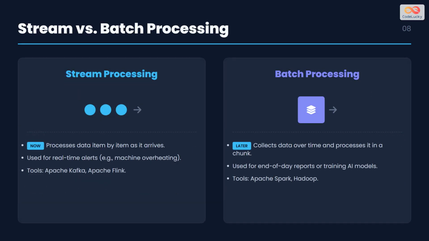When processing data, you have 2 main modes. Stream processing happens now. As soon as a data point arrives, it is analyzed. This is vital for detecting emergencies. Batch processing happens later. You collect data all day and process it at night. This is used for generating daily reports or training AI models.